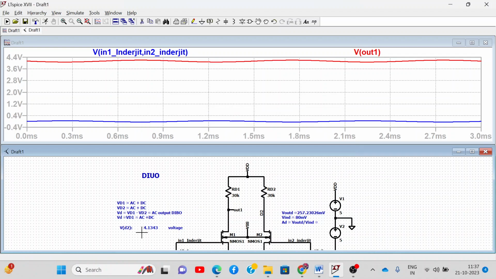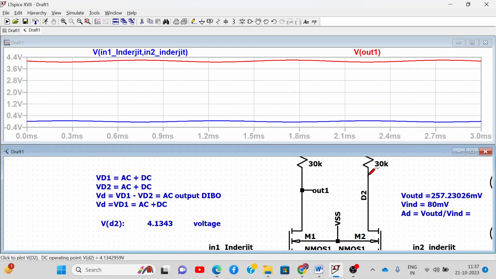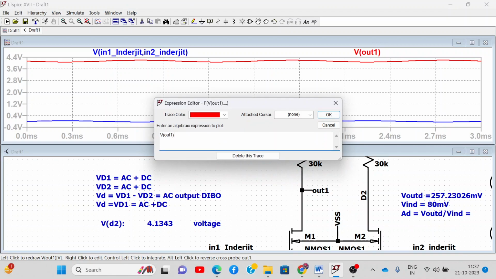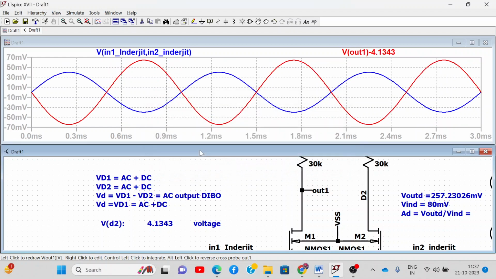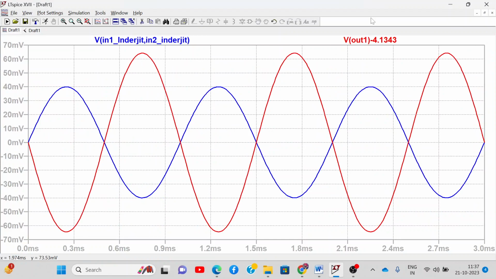So what you need to do is, this is the DC value at the point VD2. So you need to subtract that value. So you will write minus whatever the value is as it is, 4.1343. And you just click on OK, you will get this waveform magically. Understood about this? How what we have done? We have subtracted the DC component and we got back the original waveform. Is this understood? This is the DIBO output, or DIUO output, sorry.